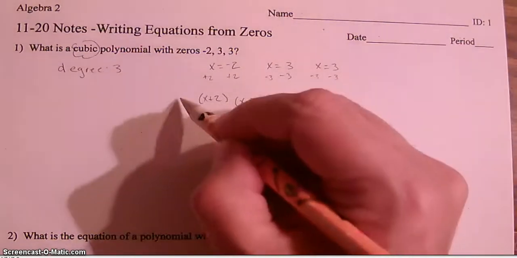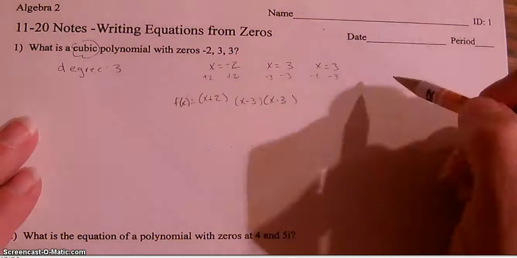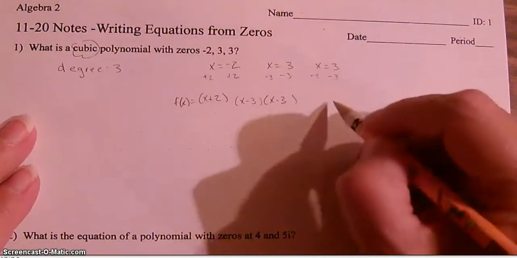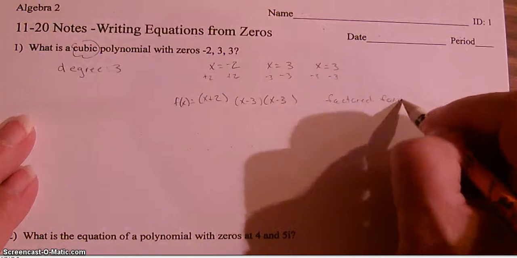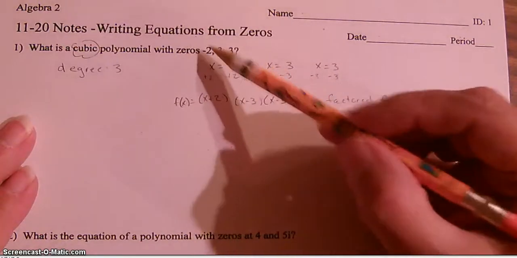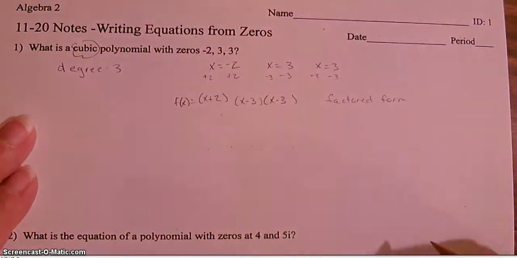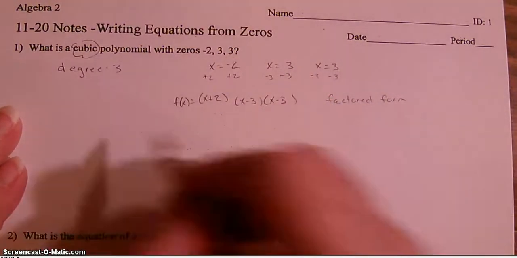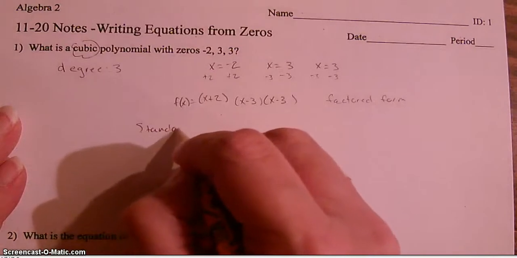So this is what my function is going to look like. Okay, and this, guys, is our factored form. And remember, in our factored form we have our zeros, and then our factors are just the opposite. So I have -2 plus 2, +3, -3, minus 3. Alright, so now if I want to get standard form, we need to FOIL this out. We need to multiply this out.